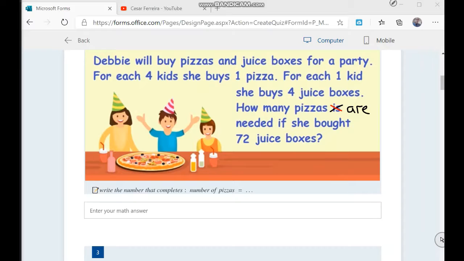Let's say the number of kids is x, and the number of juice boxes is y. And we know that y is going to be 4 times x. That means the number of juice boxes is 4 times the number of kids, because each kid is going to have 4 juice boxes, right? We also know that the number of juice boxes she already bought is 72.